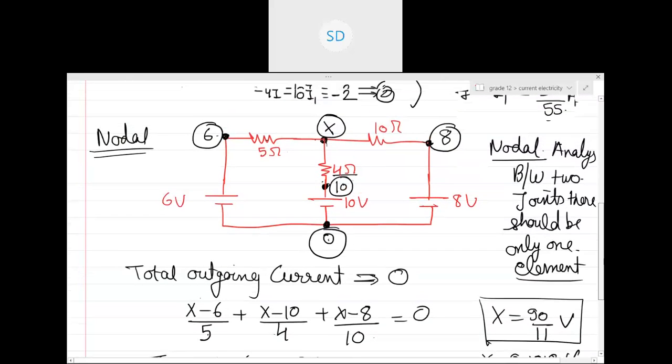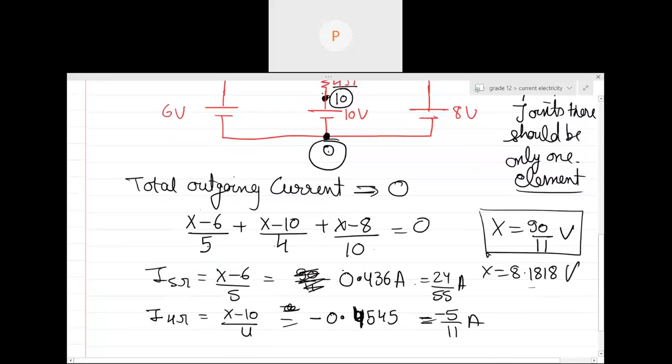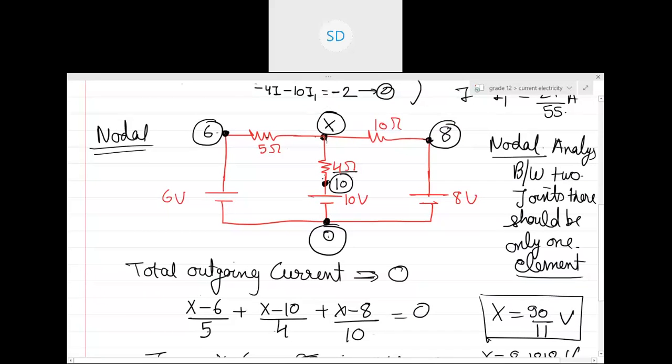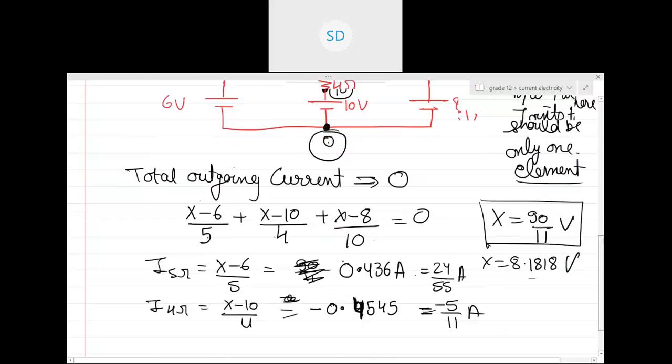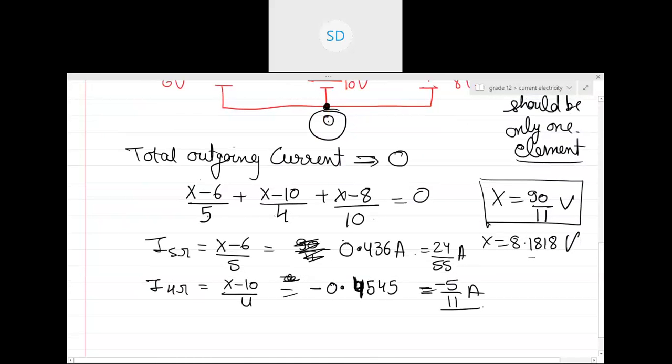Opposite direction of current. Exactly. Because we said the current through the 4 ohm is outgoing. We said X minus 10. We assume that the current is outgoing. But can you see from the answer itself it is coming negative? That implies whatever you thought, that this 4 ohm current is not outgoing. It's incoming current. Is this clear?